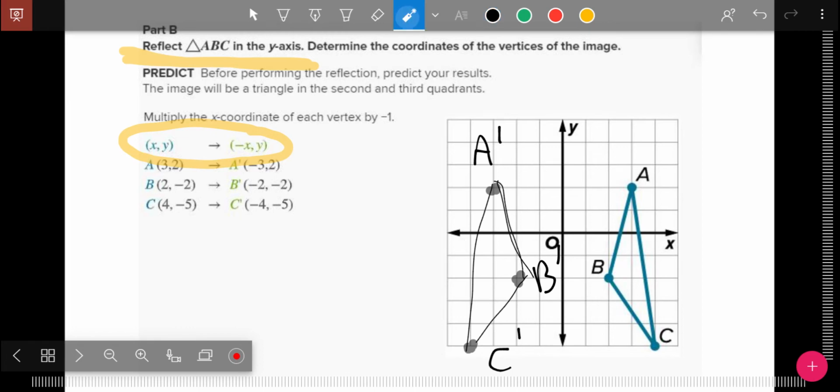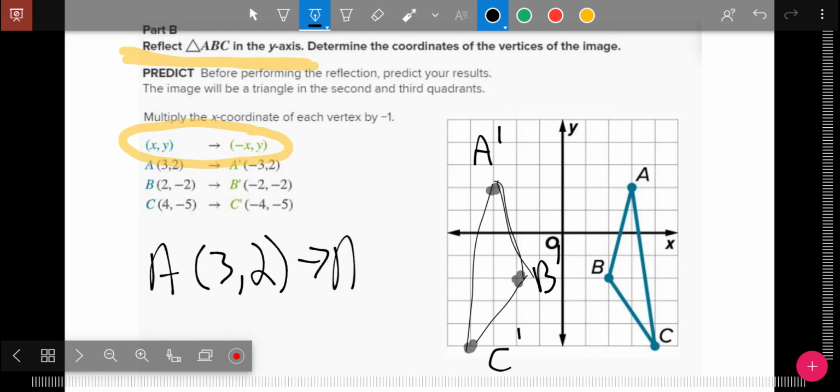But mostly in your homework, you're just going to be making this list of points. And so in your homework, you're going to say, A is (3, 2). And then use your rule. You're going to say A image is (-3, 2).